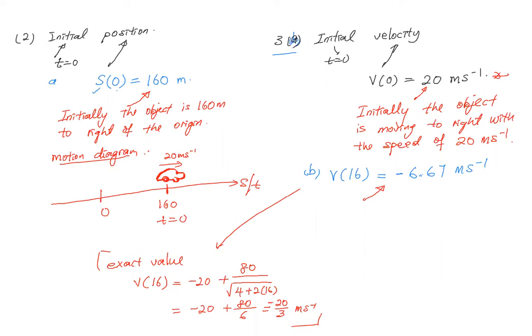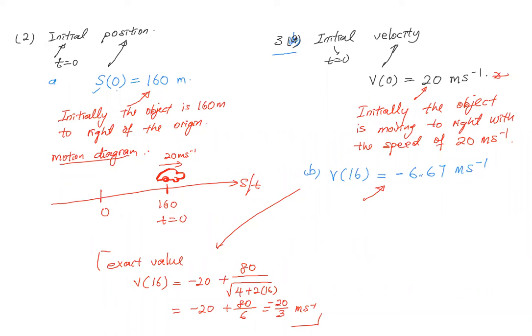Okay, when you say the velocity is negative 6.67 meter per second, you cannot say the velocity is 6.67 meter per second. Oh, I see, the speed of the object. Yeah. So you see how important it is to put it into layman's terms for people to understand when you interpret it.